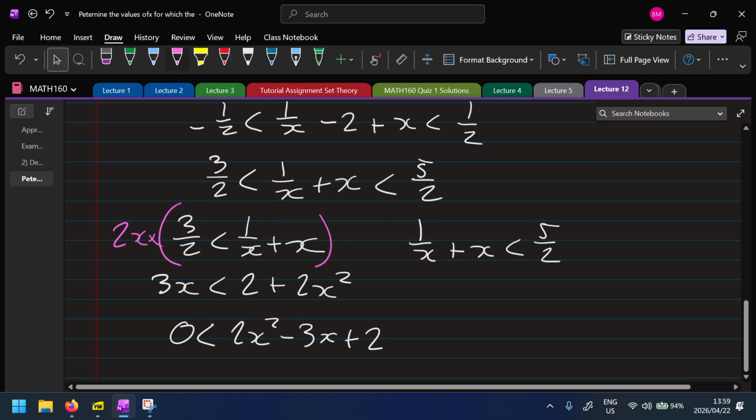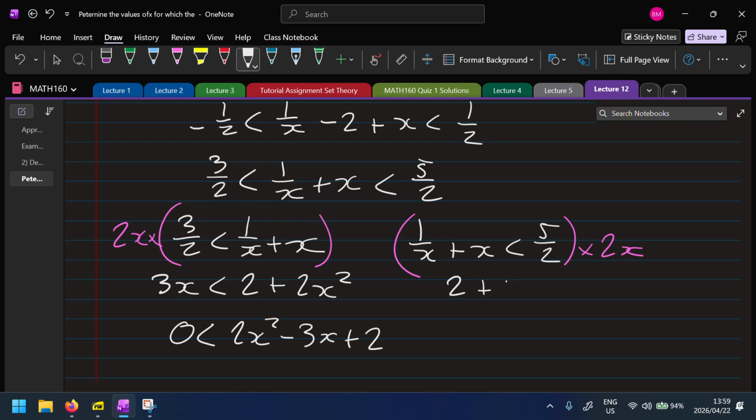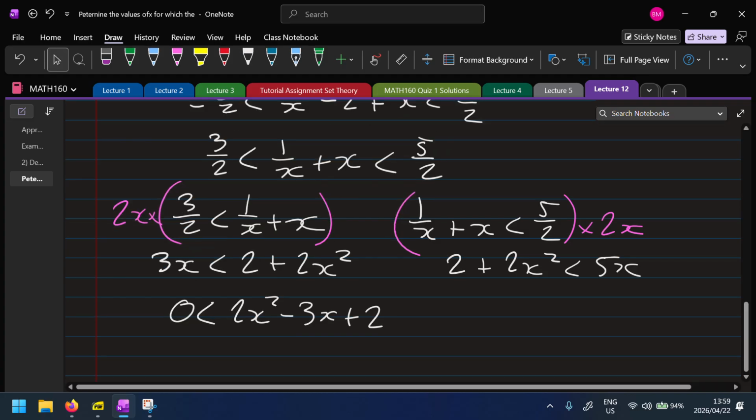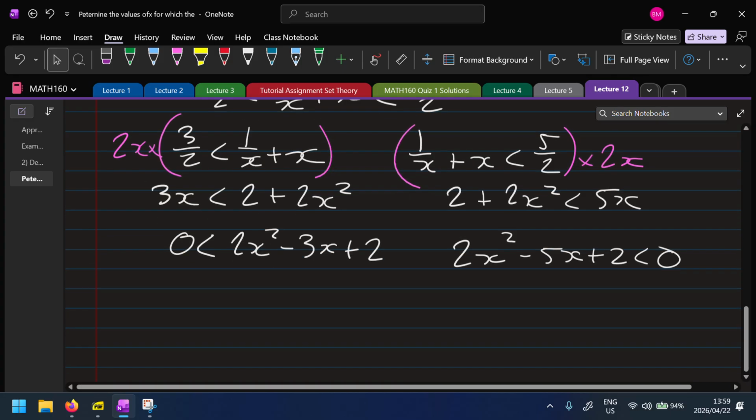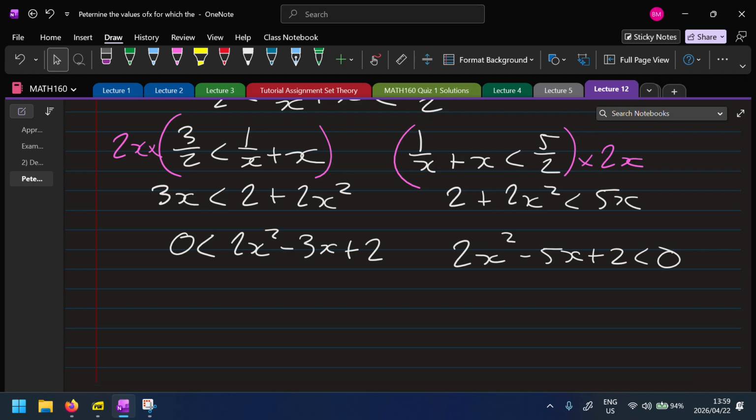On the other side, you can do the same thing. So we get 2 plus 2x squared is less than 5x. Take everything over to one side. Just use the quadratic formula again. Okay, what do we get for the x values? Just quadratic formula to get the x values there.